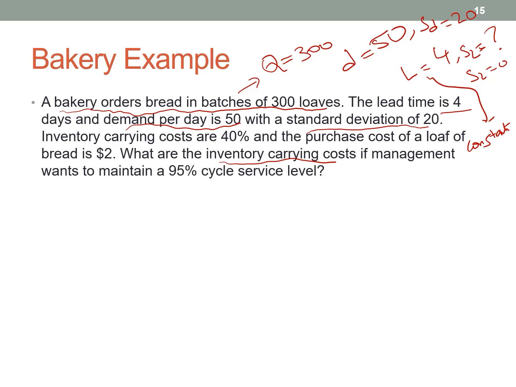Inventory carrying costs are 40% or $0.4 per dollar per year. Another way to say that. And the landed cost, we should change this to landed cost because we're going to use landed cost later on as well. It's more accurate to talk about landed cost. And the landed cost of a loaf of bread is $2.